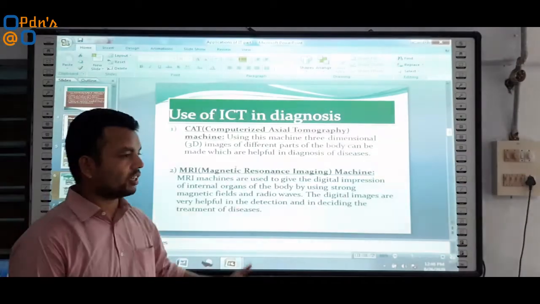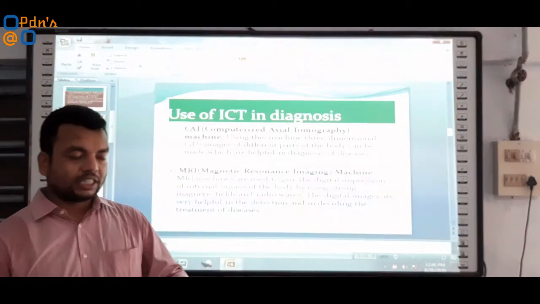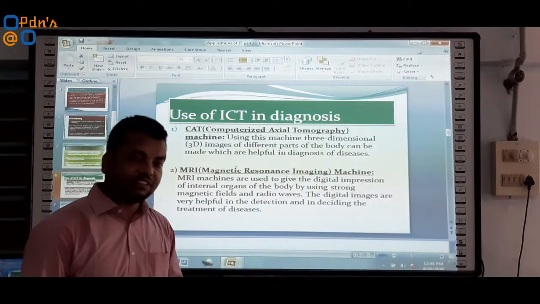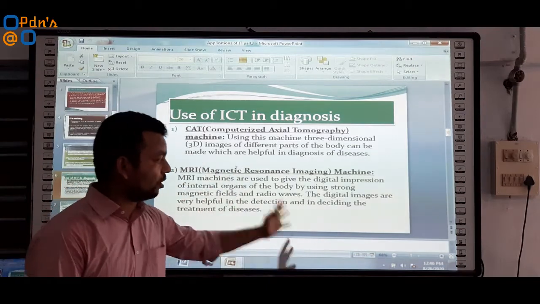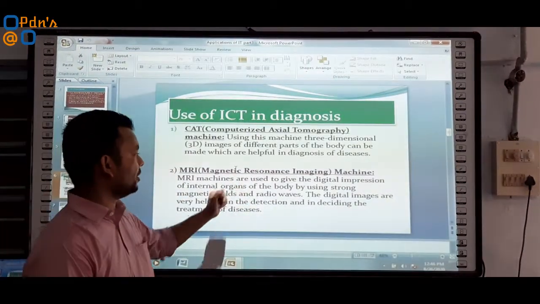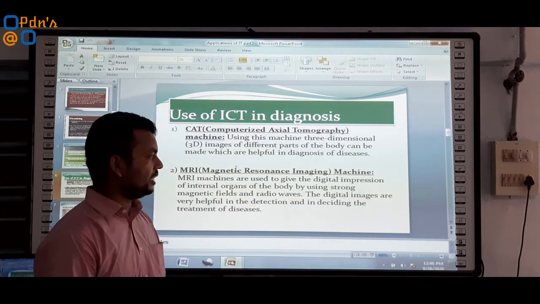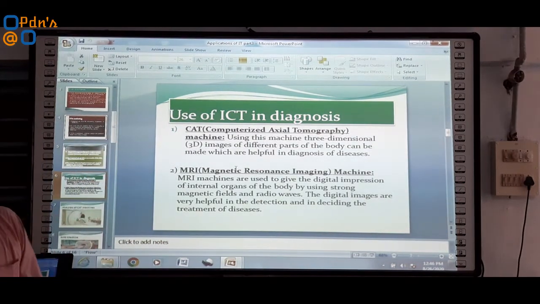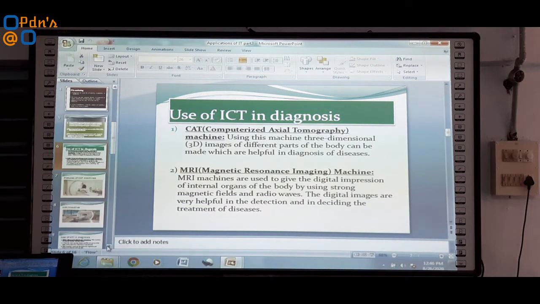For that specific organ, suppose the liver, whether it is having any deformity, whether we need to go for diagnosis or whether we need to go for any treatment, that can be obtained by means of such machines. And it also helps in deciding the treatment for disease. A picture of the same is depicted here.